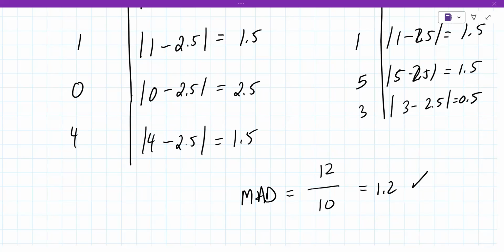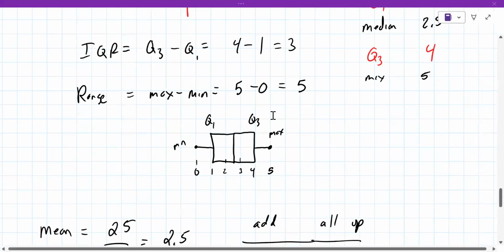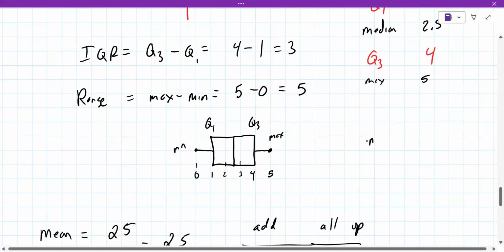Okay. The only other thing that I've not done is to be able to find the middle 50% of the data. I'm just looking through it again. So the middle 50% is always from Q1 to Q3.